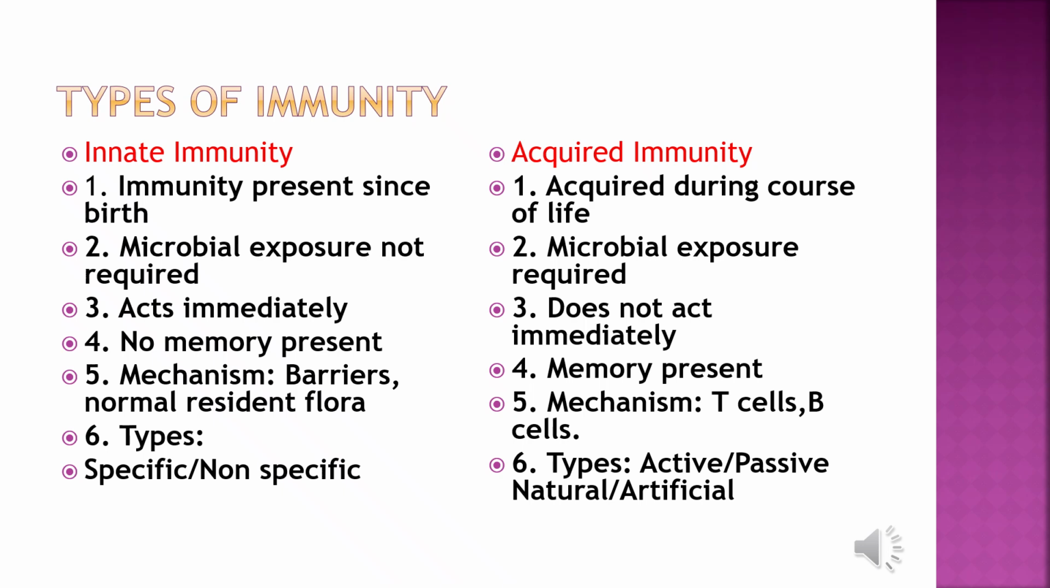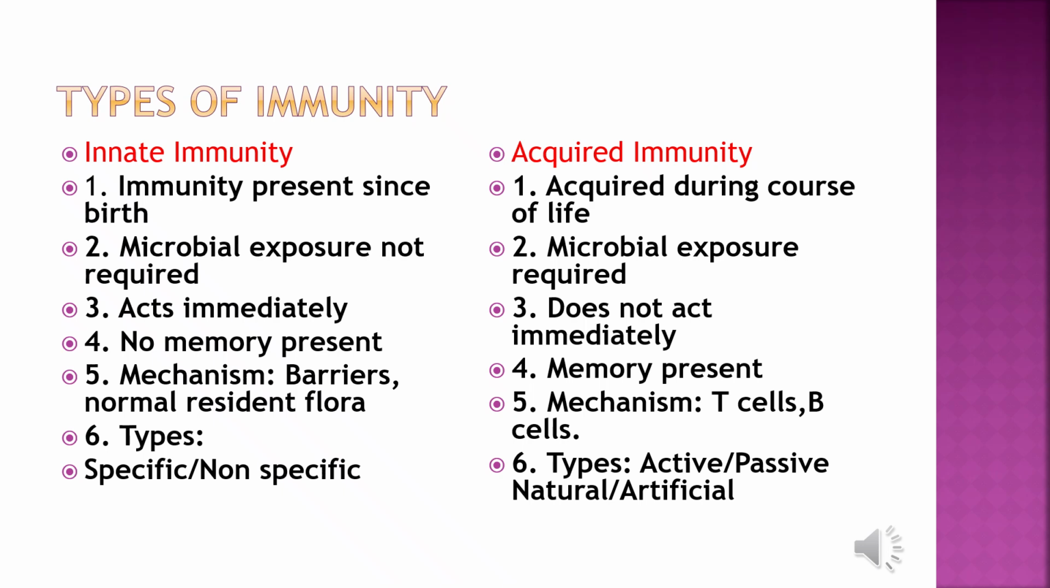Then we will see the difference between innate and acquired immunity. Innate immunity is present since birth, microbial exposure not required, it acts immediately, no memory present, and the mechanism can be barriers like anatomical barriers, physiological barriers or secretory products in the body, and normal resident flora which protect from the pathogenic organisms. And it is divided into two types, specific and non-specific immunity.